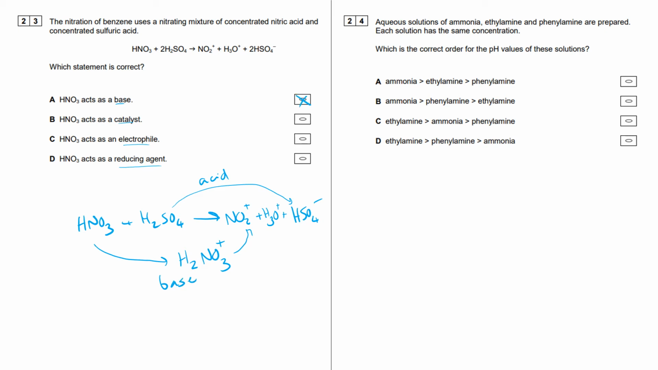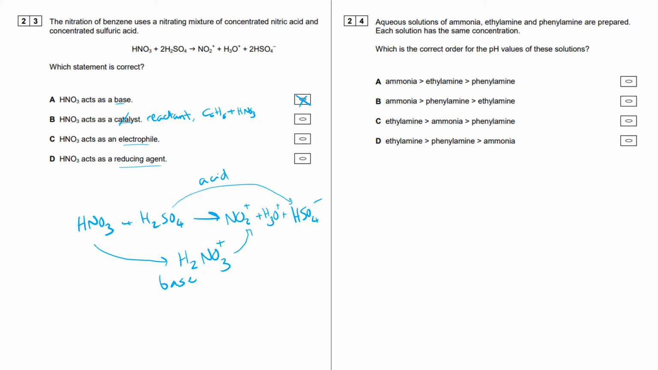It's not a catalyst because it is the main reactant. It's used up in the reaction. So remember, your benzene reacts with nitric acid to form nitrobenzene and water. So it's a reactant, it's not a catalyst.